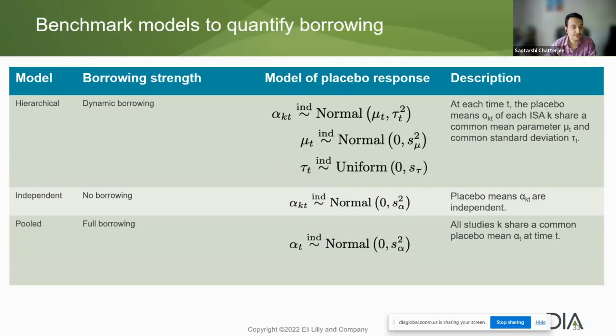We also considered the mixture prior when we had only 1 historical ISA, because we could not really rely on the grand mean estimation if we have too few ISAs. So we looked at a mixture prior in that scenario when we have only 1 historical ISA. But for 2 and more historical ISAs, we looked at hierarchical, and these are the models that we considered just for the benchmark.